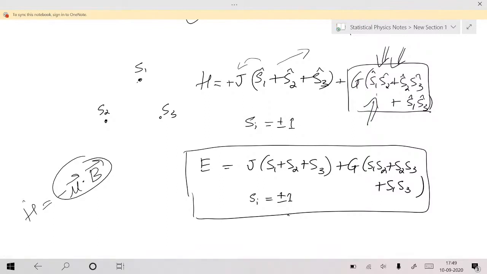Sir, if it is not given that the electrons are interacting with the magnetic field, then only this part exists.